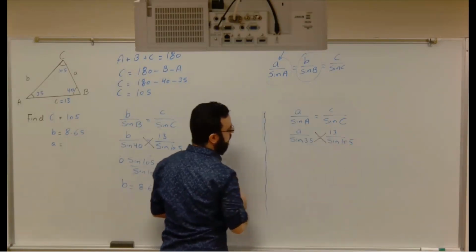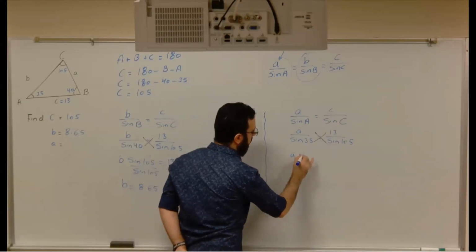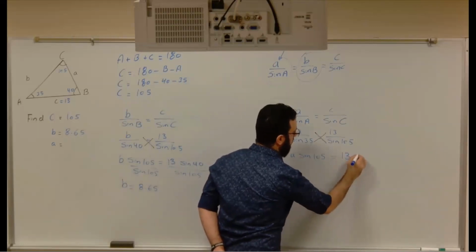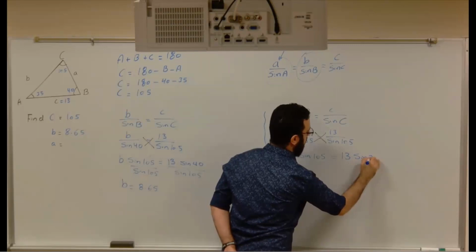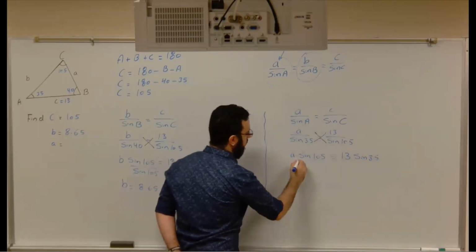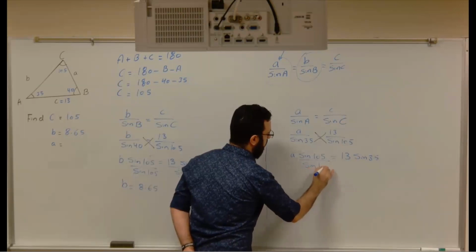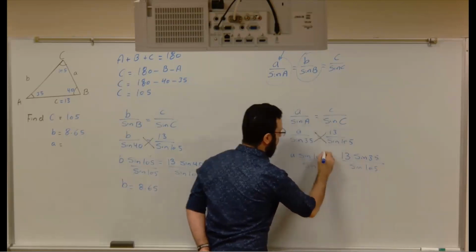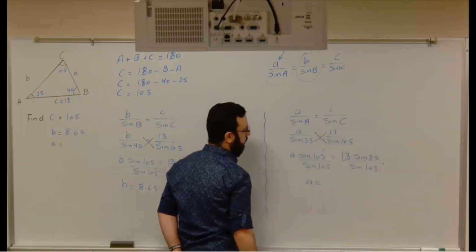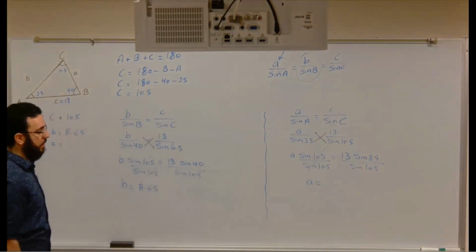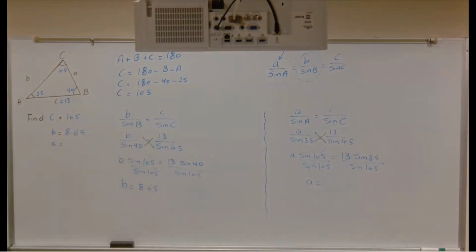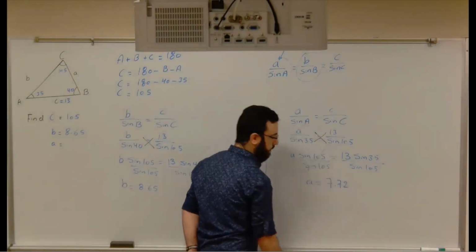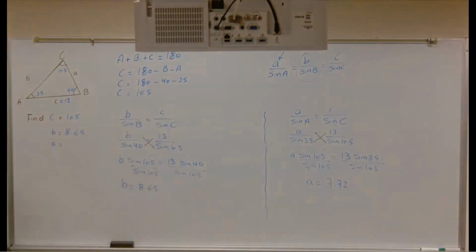Do the cross. So it's going to be A sine 105 equal 13 sine 35. Divide both sides by sine 105. That means A is going to be equal. How much? 7.72. Is that what you got? That's it.